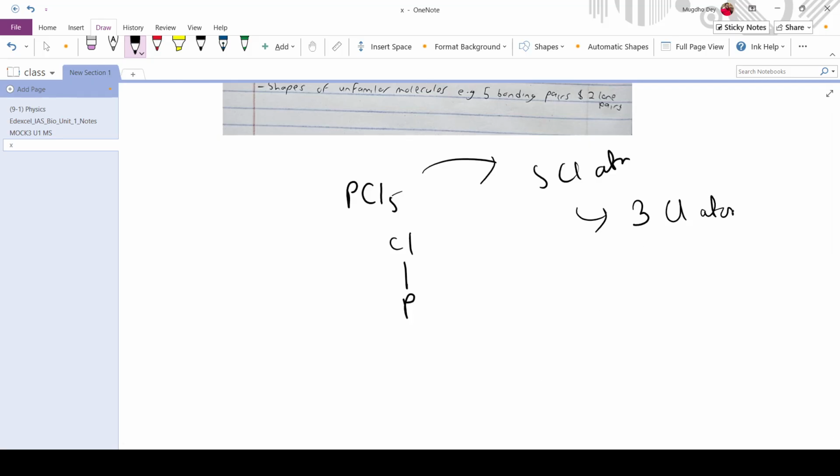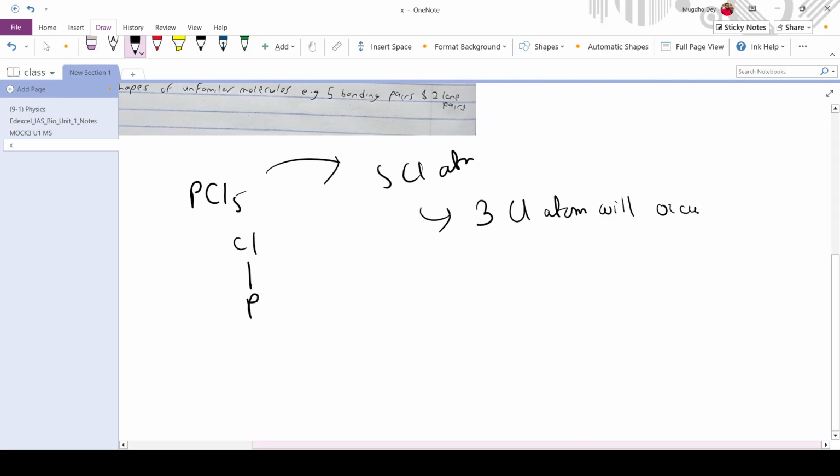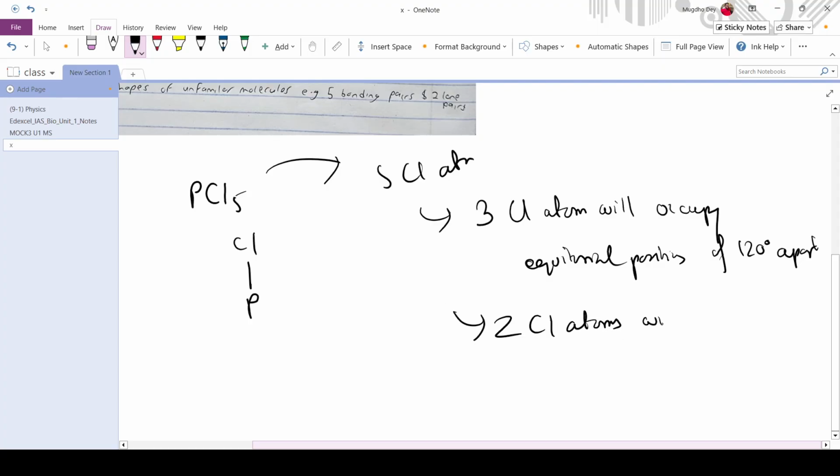Three chlorine atoms will occupy equatorial positions of 120 degrees, like all of them will be 120 degrees apart. Do you get it? Like all of the three chlorine atoms will be 120 degrees from each other, and the rest two will occupy axial positions. Okay, axial basically means above and below the plane.